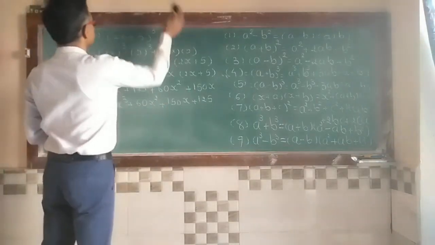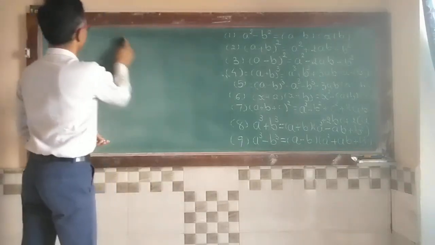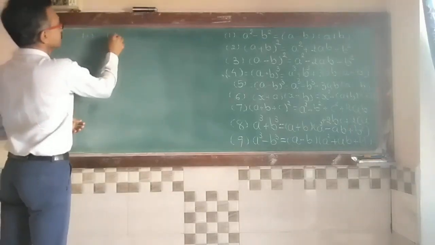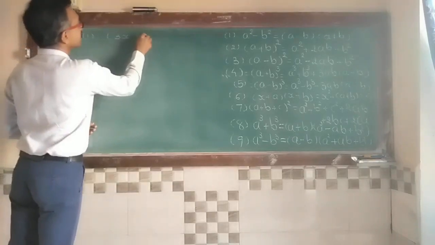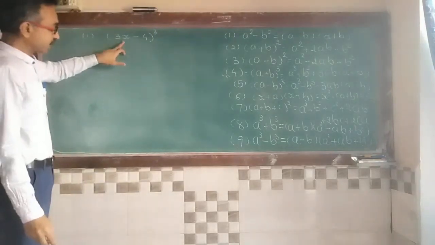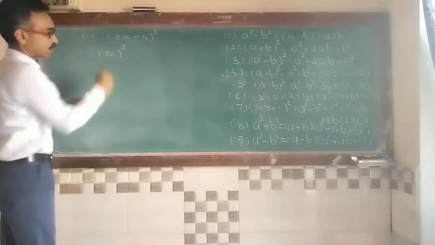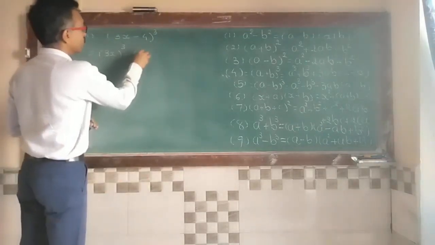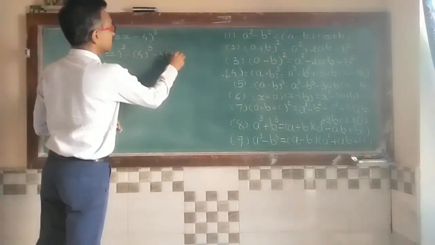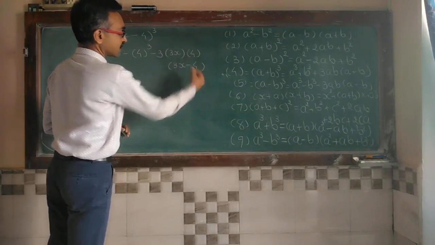Okay, now move towards our fifth formula, that is a minus b whole raised to cube. So suppose you are given 3x minus 4 whole raised to cube. So see, here a is 3x and b is 4. So the answer is 3x whole raised to cube minus 4 whole raised to cube minus 3 into a is 3x, b is 4 into 3x minus 4.